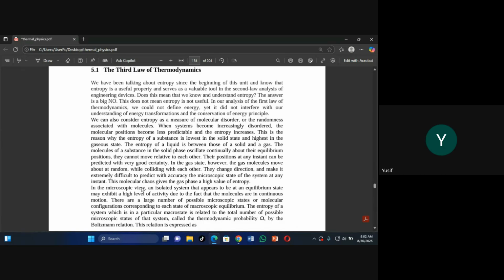We have been talking about entropy since the beginning of this unit and know that entropy is a useful property and serves as a valuable tool in the second law analysis of engineering devices. Does this mean that we know and understand entropy? So we are just talking about entropy as an engineering property concerning the second law. But do we really know and understand entropy? And the answer is no. This does not mean entropy is not useful.